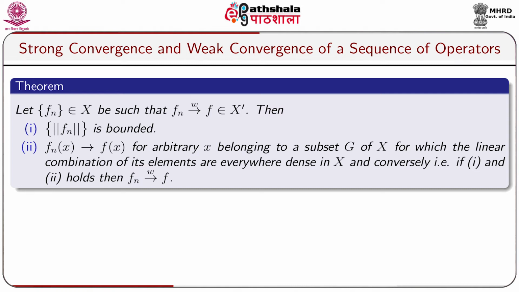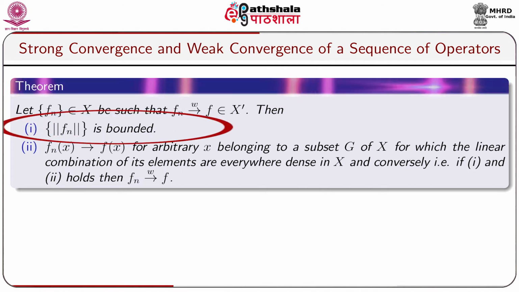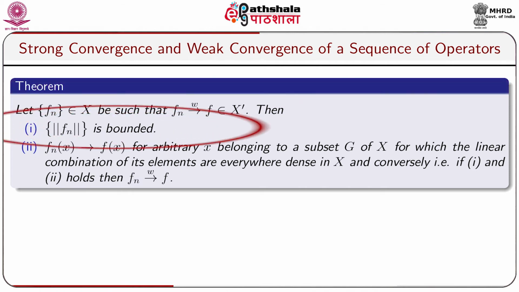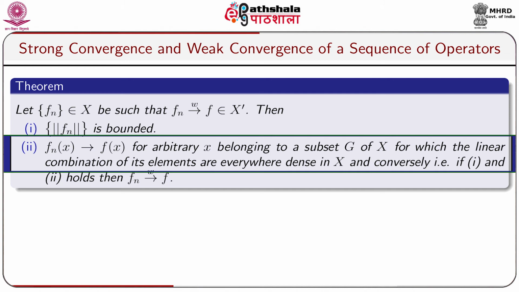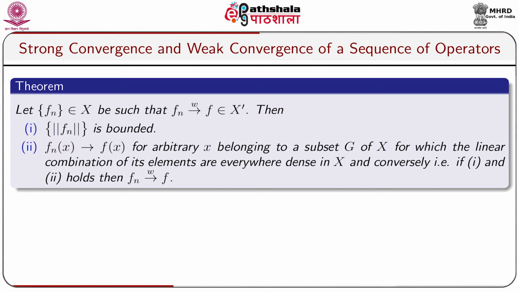Let us take another theorem. Let the sequence Fn belonging to X' be such that Fn converges to F weakly, where F belongs to X'. Then 1: the sequence of norms ||Fn|| is bounded. 2: Fn(x) converges to F(x) for arbitrary x belonging to a subset G of X for which the linear combinations of its elements are everywhere dense in X. And conversely, if 1 and 2 hold, then Fn converges to F weakly.